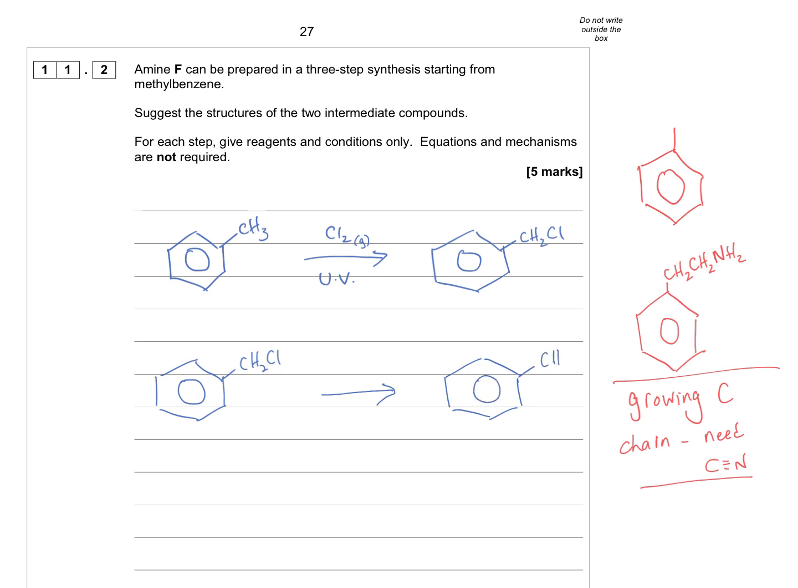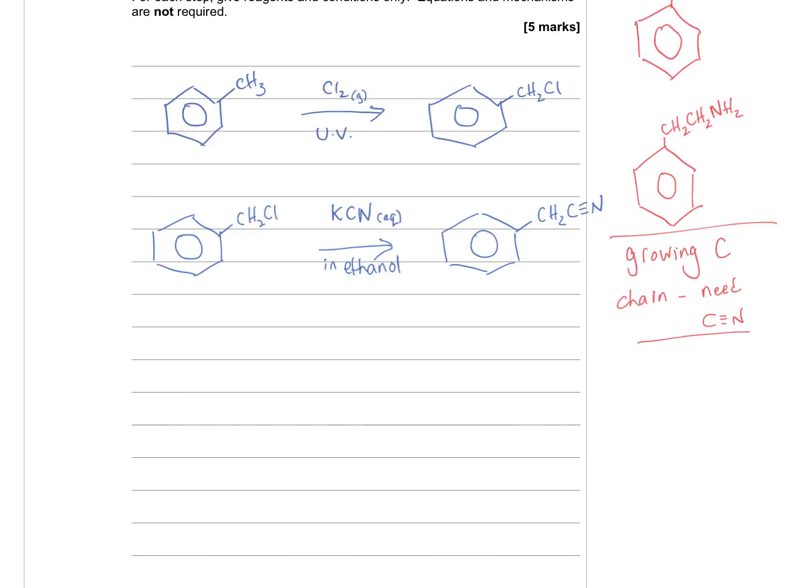The reagents and conditions for this you do need to remember. We would react it with potassium cyanide. The potassium cyanide needs to be aqueous, because it's a salt and needs to be dissolved in water, but that needs to be predominantly in an ethanol solvent, because if you were to just use water, you would end up with an OH doing nucleophilic substitution instead of the CN. That's why the ethanol's in there.